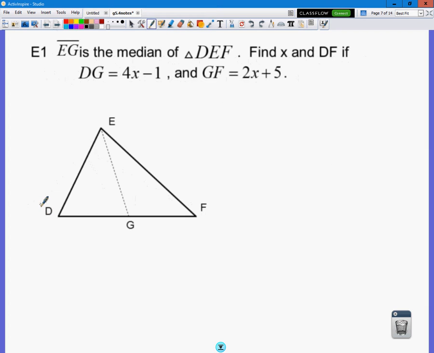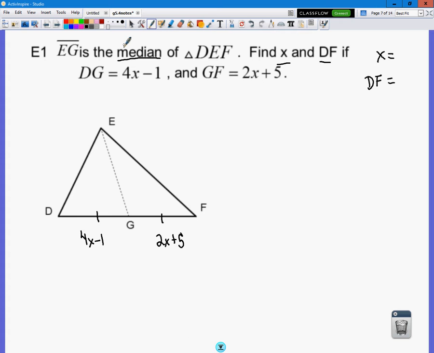So here's an example. It says EG is the median. And the minute I see that word, what should I do down in my picture? I should mark that G is a midpoint by marking these two pieces as being congruent. It says find X and DF, so I'm looking for two things. I'm looking for X and DF. If DG is 4X minus 1, and GF is 2X plus 5.